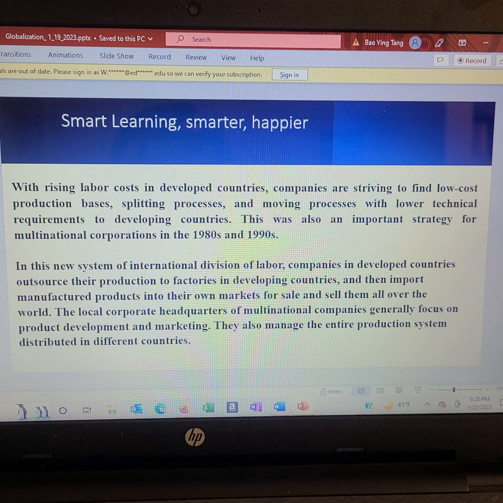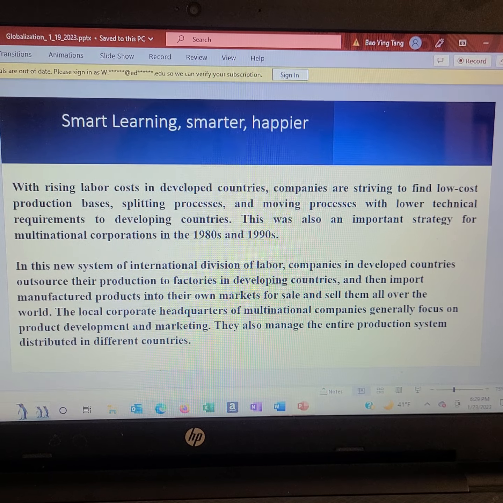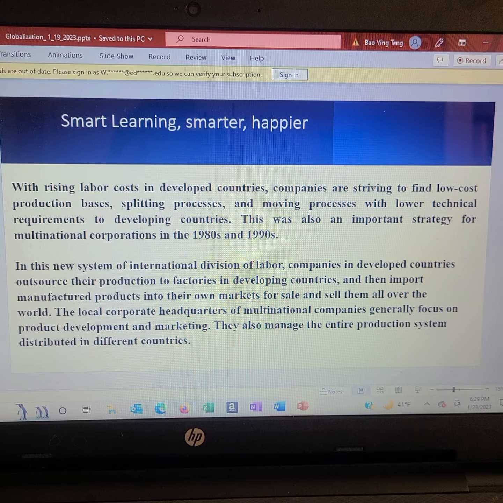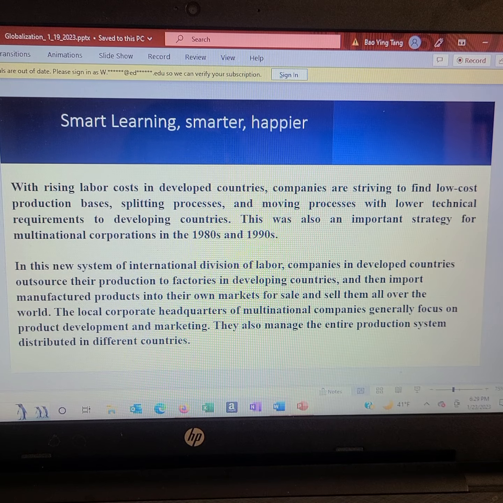In this new system of international division of labor, companies in developed countries outsource their production to factories in developing countries and then import manufactured products into their own markets for sale and sell them all over the world. The local corporate headquarters of multinational companies generally focus on product development and marketing. They also manage the entire production system distributed in different countries.